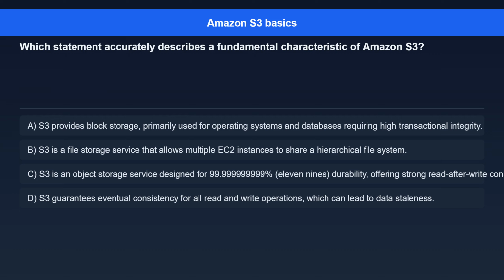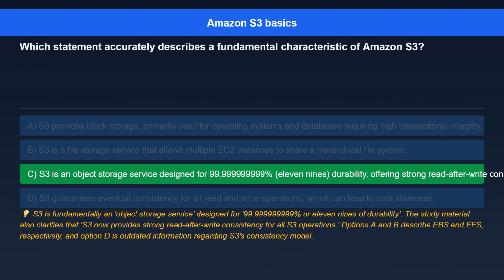Option C. S3 is an object storage service designed for 99.999999999% (11 nines) durability, offering strong read-after-write consistency. Option D. S3 guarantees eventual consistency for all read and write operations, which can lead to data staleness.